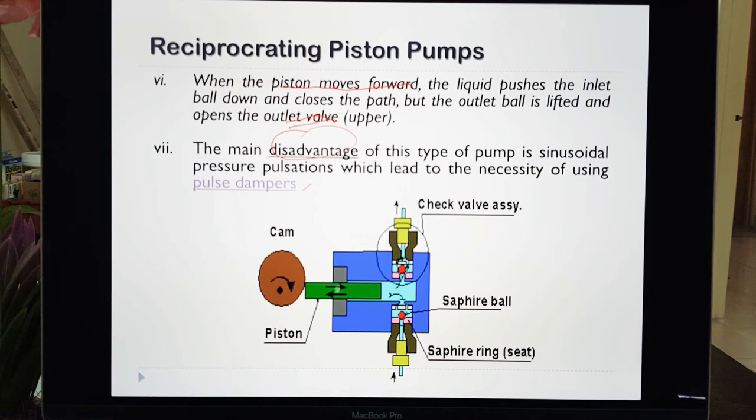So these are the parts of the piston pump. We have this cam rotating shaft, and then we have this piston that is moving forward and backward. This is the sapphire ball. This is the bottom check valve. Over here is the bottom check valve, and this one is the upper check valve. This chamber is where the water or the liquid will be sucked into, and it will be discharged at the top part through the check valve.